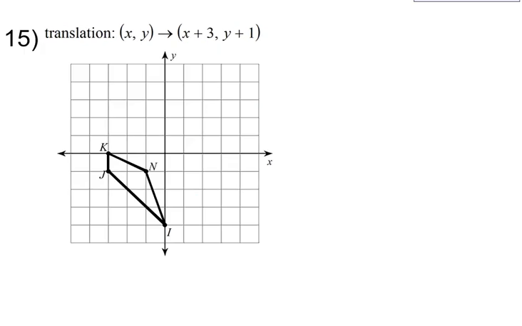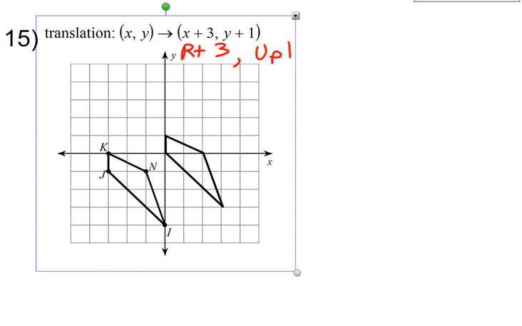Next one, again, it's right 3, and up 1. So go up 1, and right 1, 2, 3. Ends up looking like that.